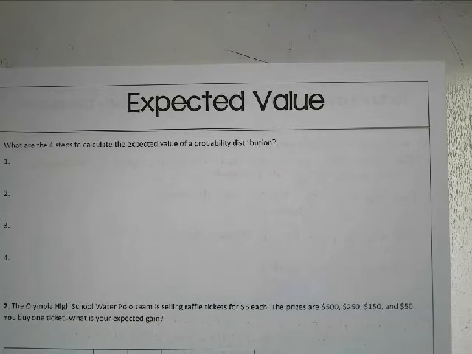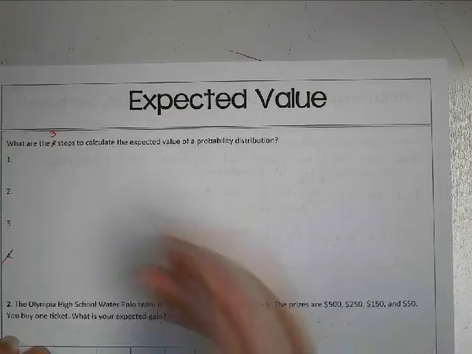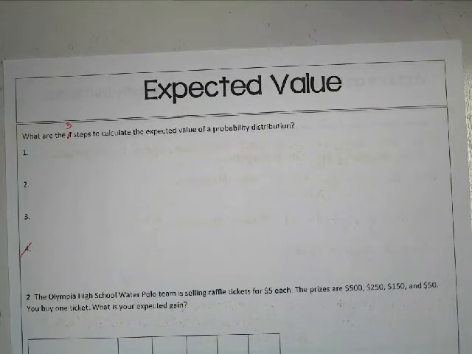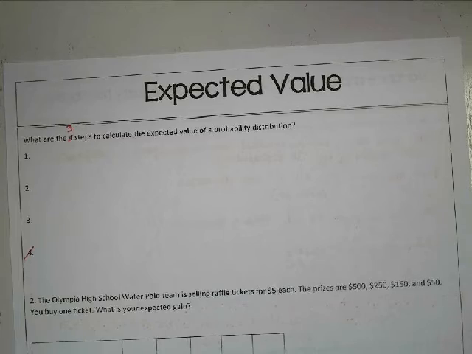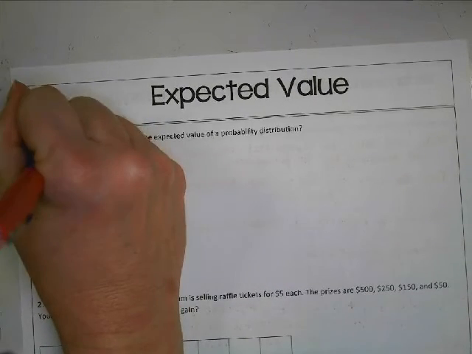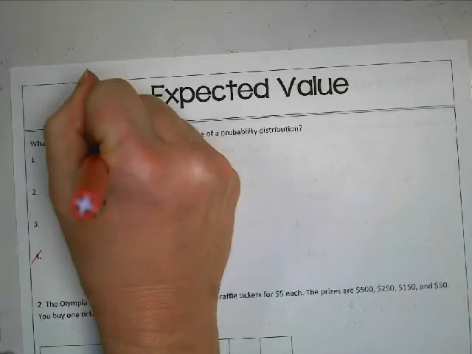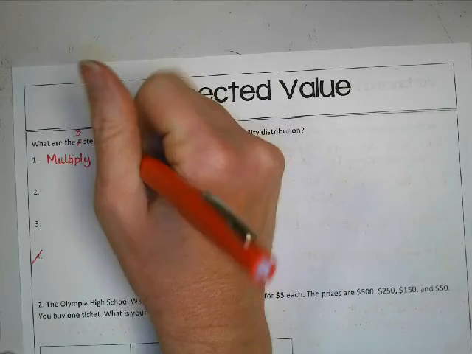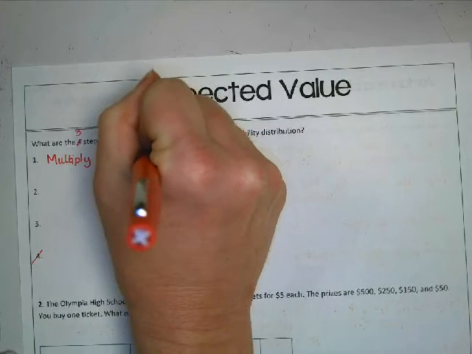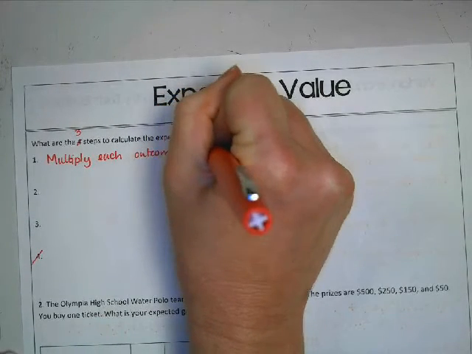There's really just three steps. I don't know why it says four. There's not four steps, there's three steps. All right, calculating expected value: you are going to multiply each outcome by its probability.